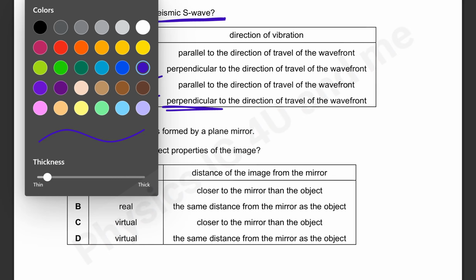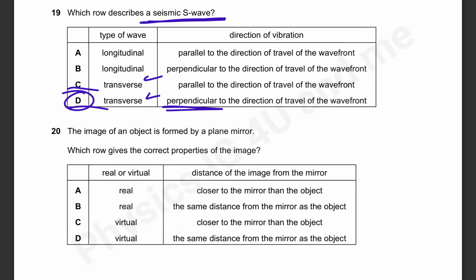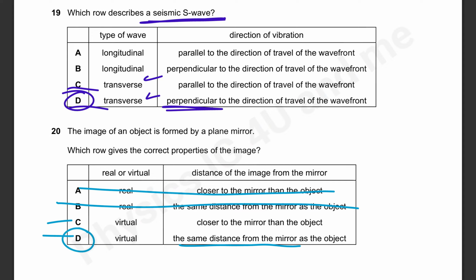Directly to question 20. The image of an object is formed by a plane mirror. Okay, which row gives the correct property of an image? Let's remember, in a plane mirror, it's a virtual image. What does that mean? It means I cannot use a mirror to reflect my image on a wall. So definitely it's virtual, either C or D. So A and B are wrong. And we all know it will be at the same distance, right? So it is option D, okay? I hope it's clear.